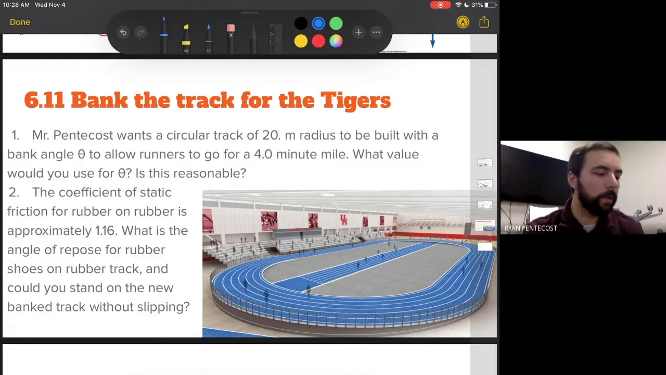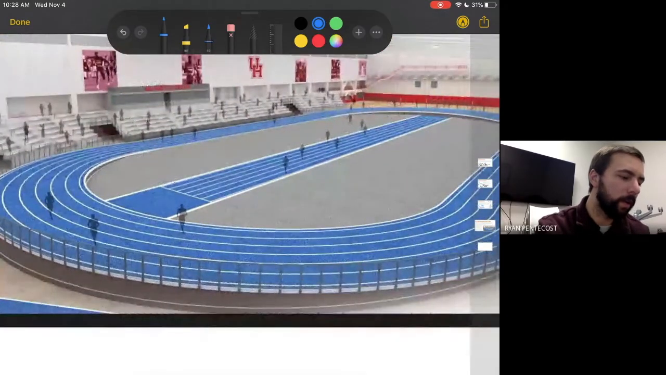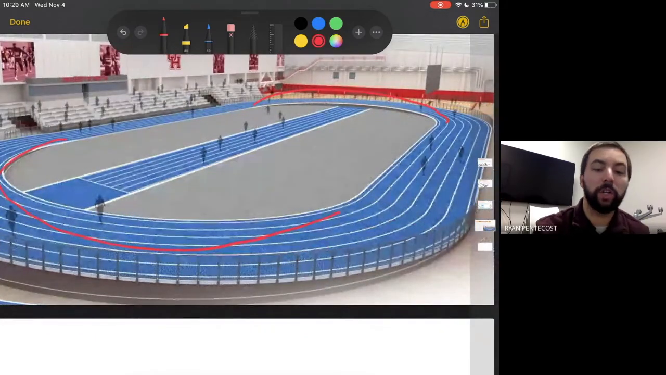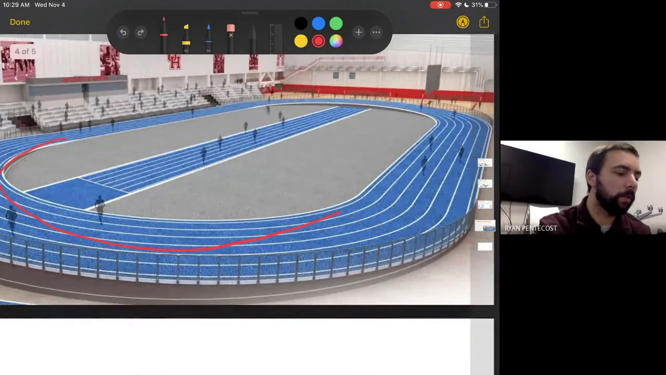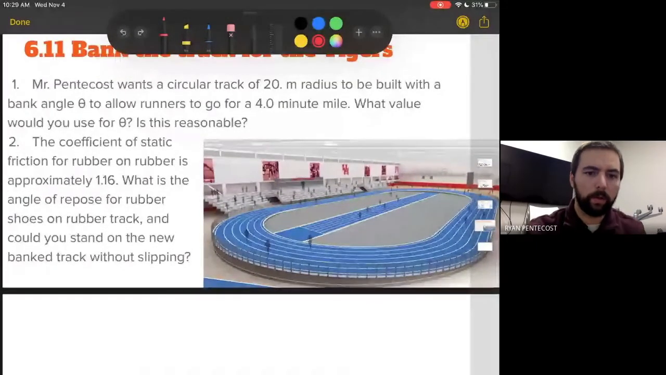Now we're doing a circular track, so it is not the track pictured there. That is, I believe, the University of Houston indoor track. But you can see there that on indoor running tracks, you actually have a banked curve as you go around there. That is to save space in the gym, right? So that you don't have to build a full-size track. If you bank it, you can actually build a shorter track. So what would you use to find your value theta? And then we'll answer the question, is this actually a reasonable value?